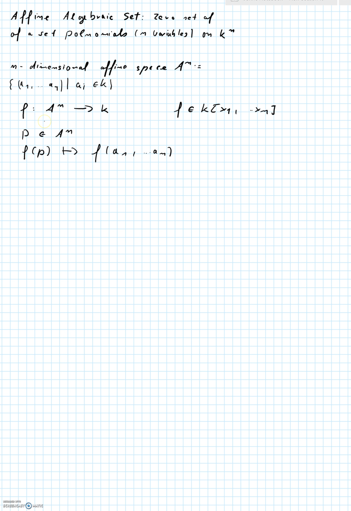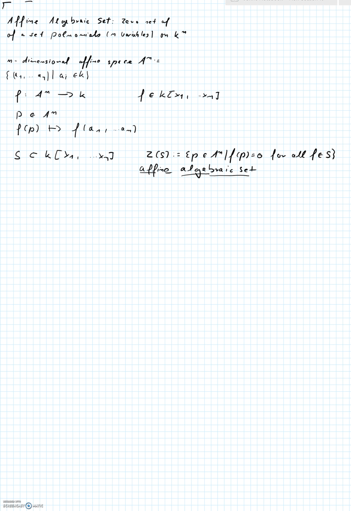And n-dimensional polynomials f define maps from the affine space A^n to K just by plugging in the points of A^n into f. So let's have a look at a subset S of K[x1, ..., xn]. And we denote the set of common zeros of S by Z(S). And sets of this form are called affine algebraic sets.